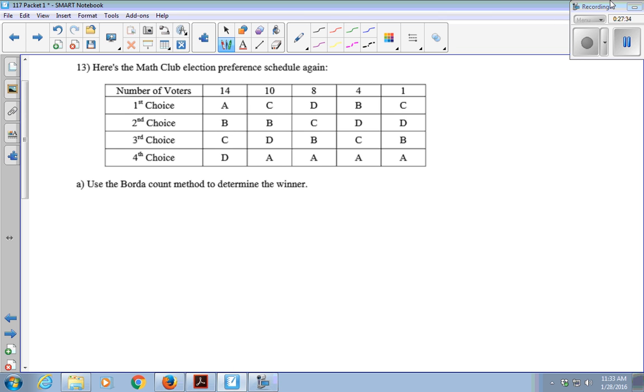All right, so I kind of like to just write the points right into the preference table. Okay, so there are 4 candidates here. So a first place choice gets you 4 points. Second is 3 points. Third gives you 2 points. And last place is 1 point.